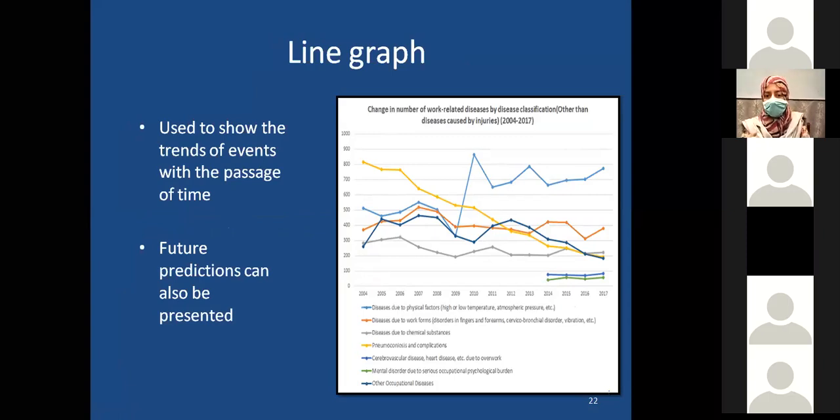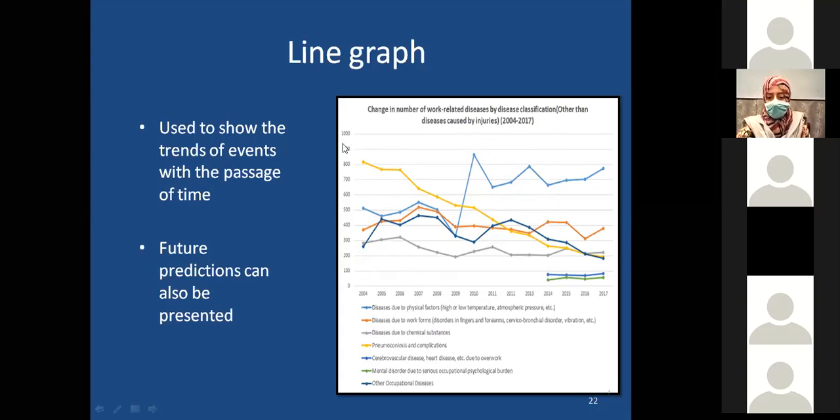For example, the change in the number of work-related diseases by disease classification and other than diseases caused by injuries. This is data from 2004 to 2017. So this is showing a trend in all the number of work-related diseases. And these are the legends that I was talking about. These are legends. So I don't know what this yellow color is for, but when I see these legends, I know it is for pneumoconiosis and complications. Pneumoconiosis is a work-related disease.